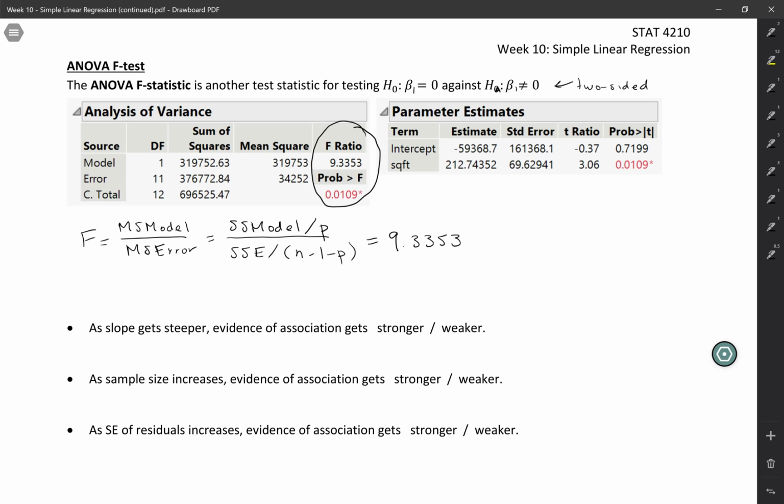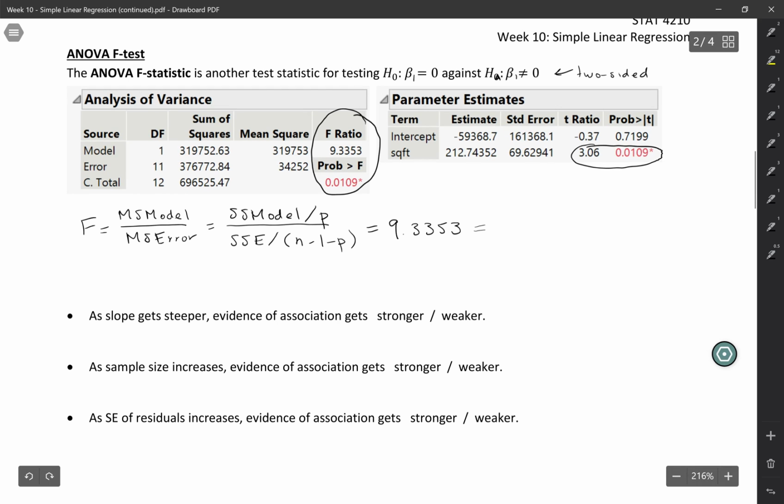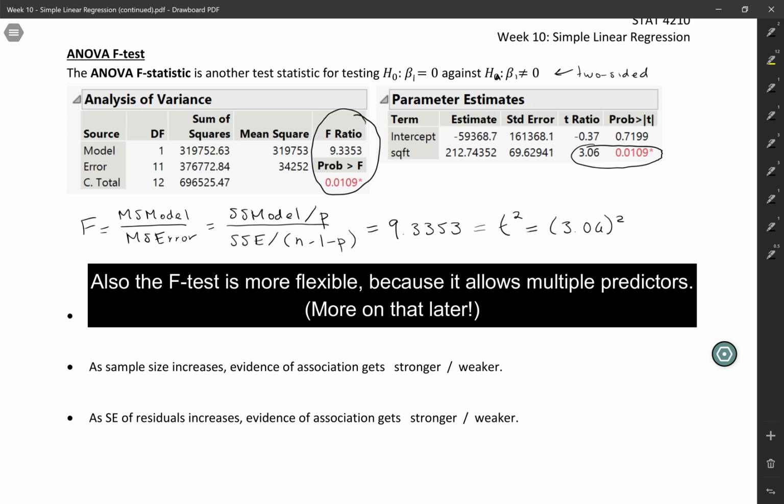So let's compare the F statistic to the t ratio and its p-value. So our F ratio is about 9, our t ratio is about 3, and it turns out that in general, the F statistic is just the t statistic squared. So like in this case, 3.06 squared. So those are measuring the same thing. Also, we've got the same exact p-value. So these are really just two ways of expressing the same thing.